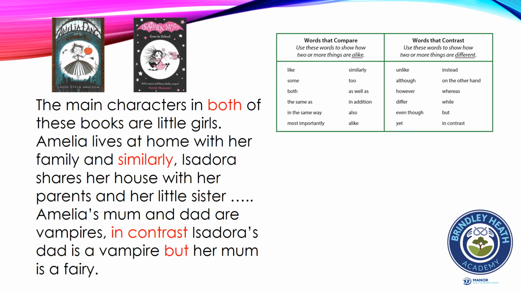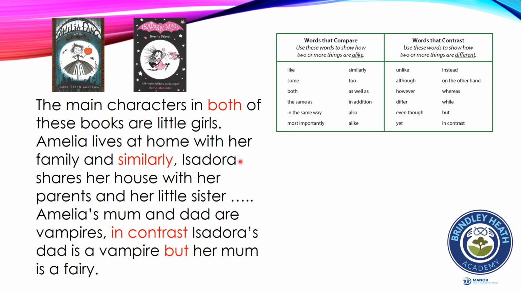You hopefully will have had a chance yesterday to start drafting your comparison and contrast. So again, let me just look at this modelled example I've got here. The main characters in both of the books are little girls. Amelia lives at home with her family, and similarly Isadora shares a house with her parents and her little sister.